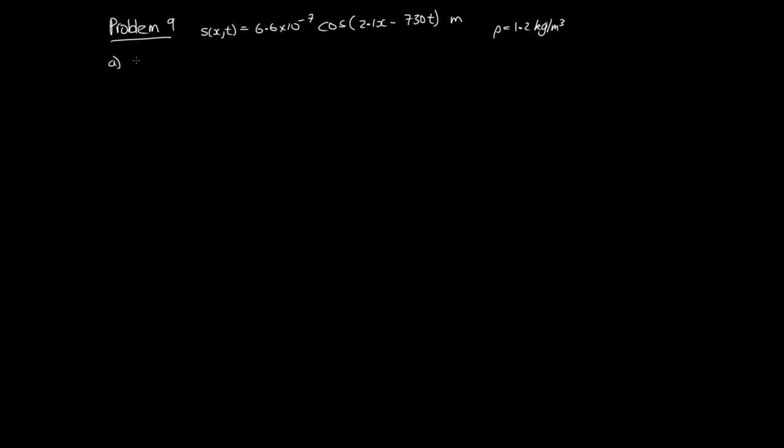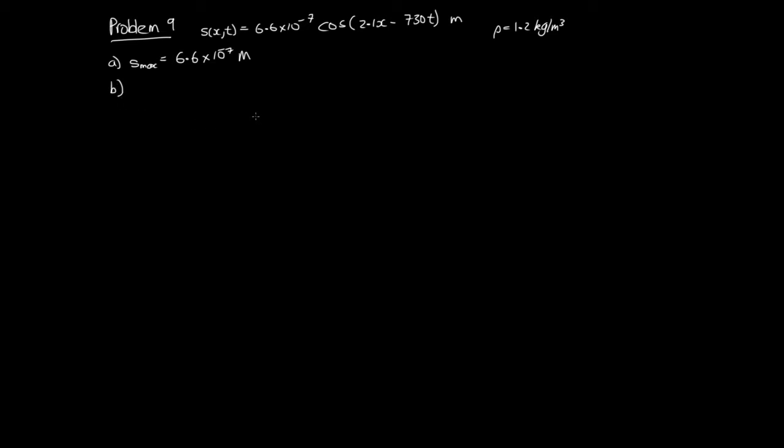Another way of saying this is what's the amplitude? So what's S max equal to? Well, S max is this number out the front. So in this case, the amplitude, the maximum displacement from equilibrium, is 6.6 times 10 to the minus 7 meters. And so that's the answer to A.